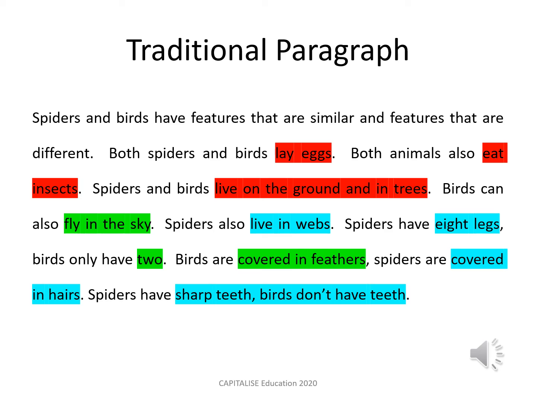Universal Design for Learning is based on the idea that the learning goal shouldn't be tied to a specific way of demonstrating the learning goal unless it's explicitly named. Because this achievement standard doesn't explicitly name a way of demonstrating the learning goal, it could be demonstrated in many different ways. One way is through a traditional paragraph, looking at what is common between spiders and birds.